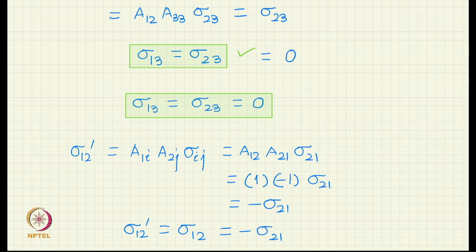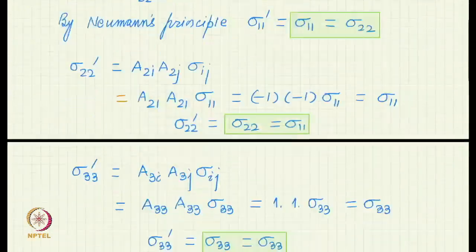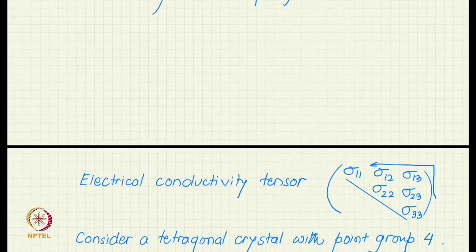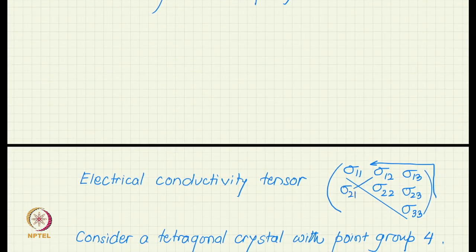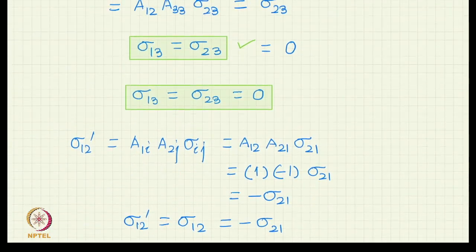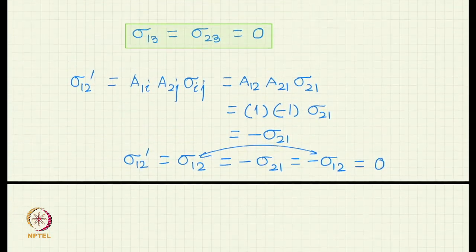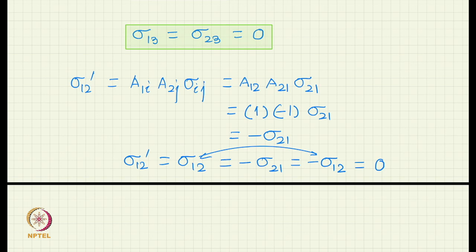sigma 2 1. But the symmetry of the tensor, because we are saying the tensor is symmetric, so sigma 2 1 is nothing but equal to sigma 1 2. So, we can use that relation now. This is the same as sigma 1 2, but again this means that sigma 1 2 is negative of itself, only possible when it is 0. So, this is the final relation we have got. We have shown that all off diagonal terms are 0 in this case.